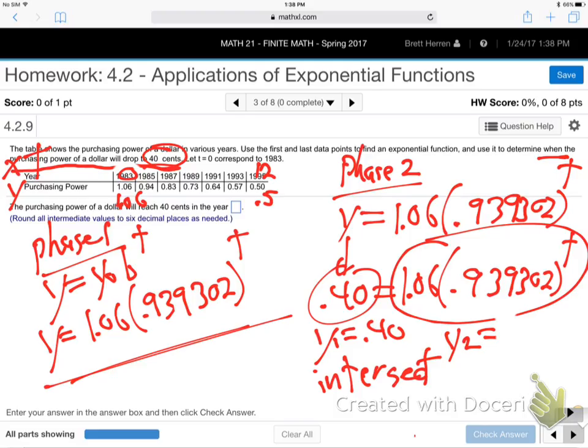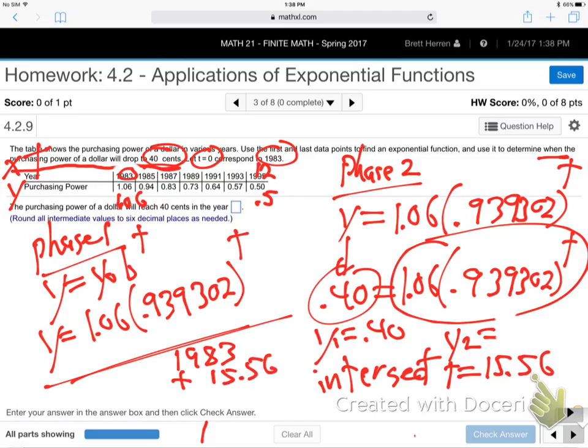All right, so let's go back to the other screen and give the answer we got. So we got T, or X, or whatever you want to call it, 15.56. Now, what does that mean? Well, remember, T is years after 1983. T equals 0 was 1983, right? So that's got to be 1983 plus 15.56. So what's that going to be? 1998.56.